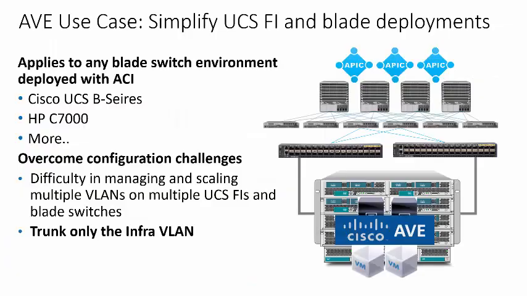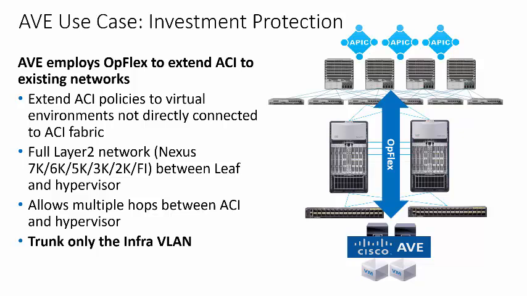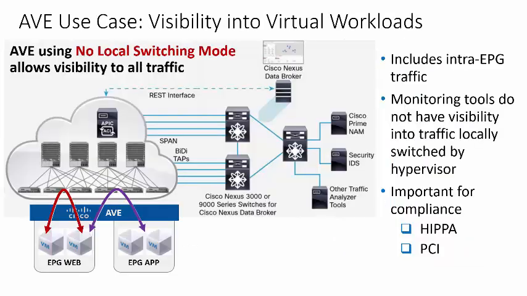An AVE use case would be simplified UCS FI and blade deployments. So it would apply to any blade switch environment, though it doesn't matter. It overcomes configuration challenges in managing and scaling multiple VLANs with multiple UCS FI and blade switches. Trunking only happens on the infrastructure VLAN. There's also an investment protection use case. The AVE employs OpFlex to extend ACI to existing networks, so you can create a full layer 2 network and allow multiple hops between ACI and the hypervisor. Again, trunking only on the infra VLAN for all the OpFlex protocols.